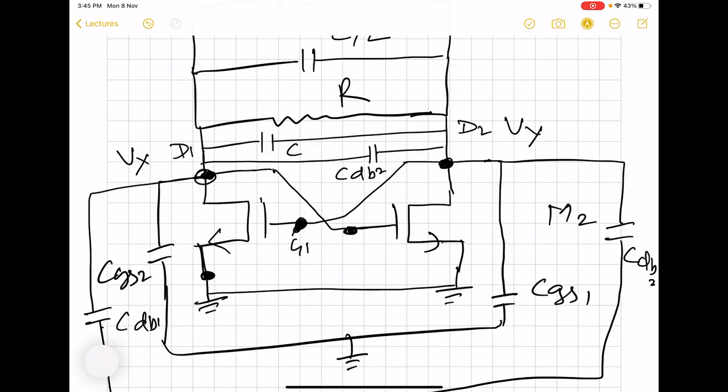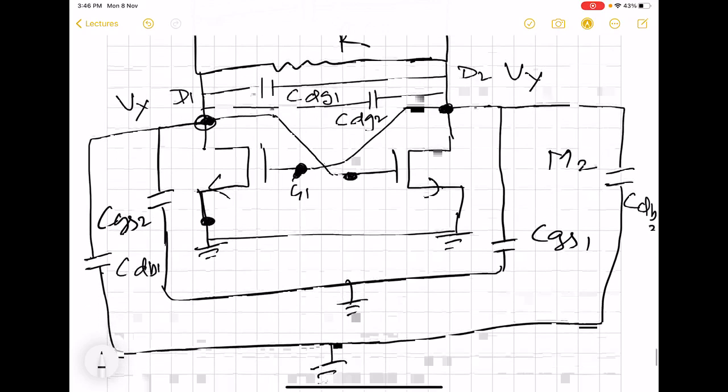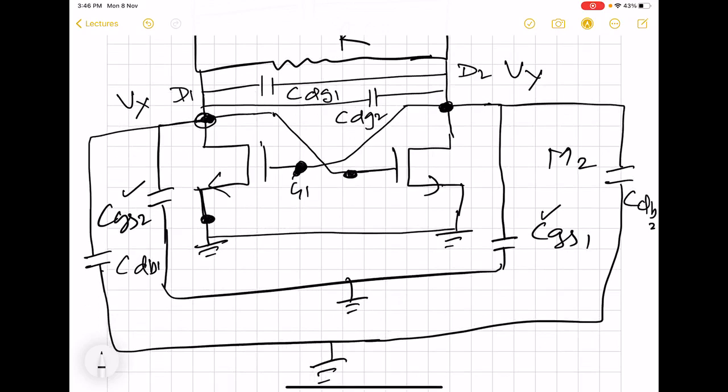This is DG1, not DB1, and this is DG2. So gate to drain capacitors get connected in this fashion in parallel to each other, but gate to source capacitors and drain to bulk, they are basically in series, but ultimately they are also in parallel.